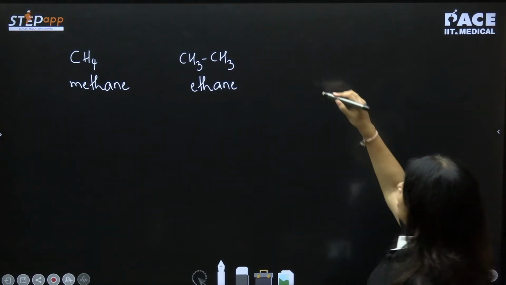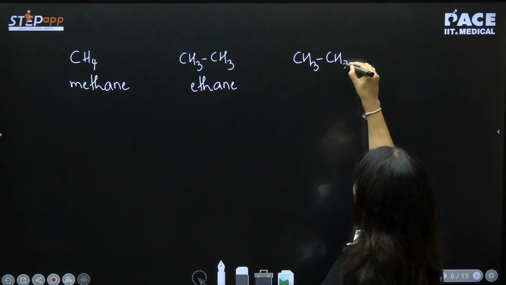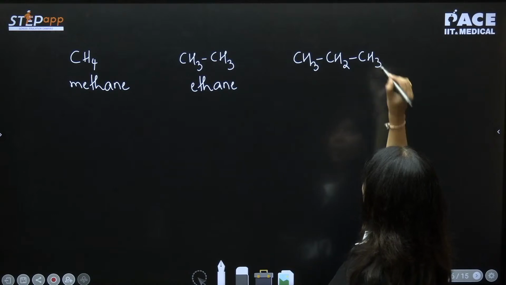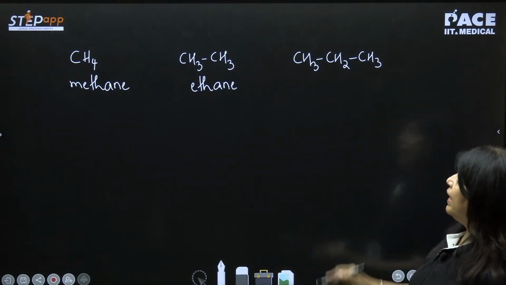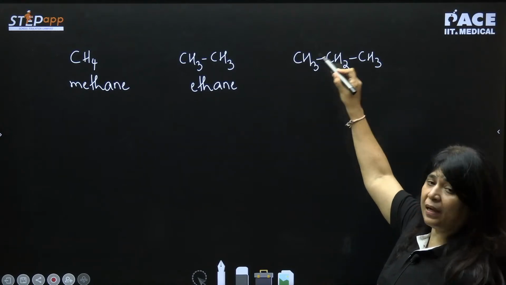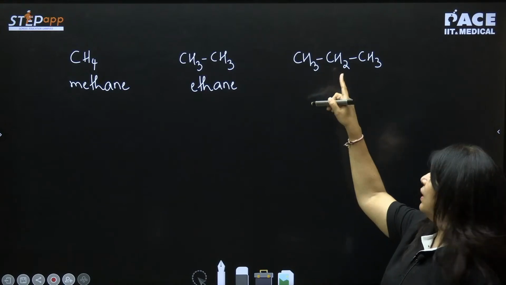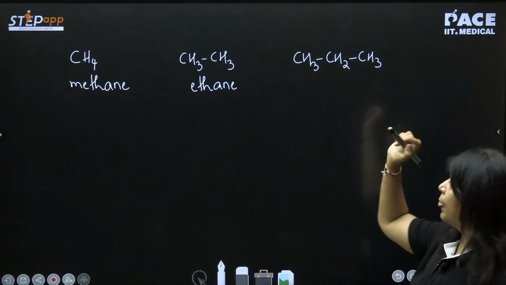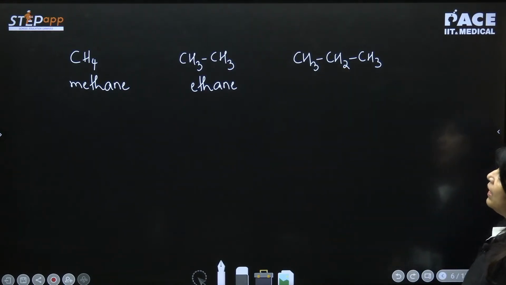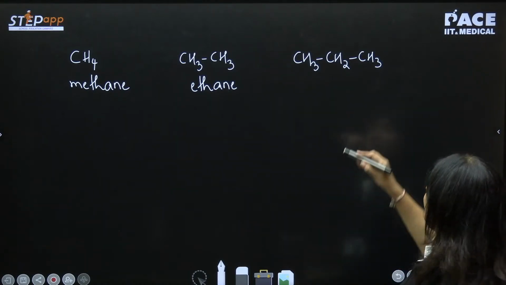Okay, let me add one more carbon to this. So now again this central carbon has formed 2 bonds with 2 carbon atoms on either side. So the remaining 2 bonds will be with hydrogen. That is why there are 2 hydrogen here. Now there are 3 carbon atoms in all in the parent chain.